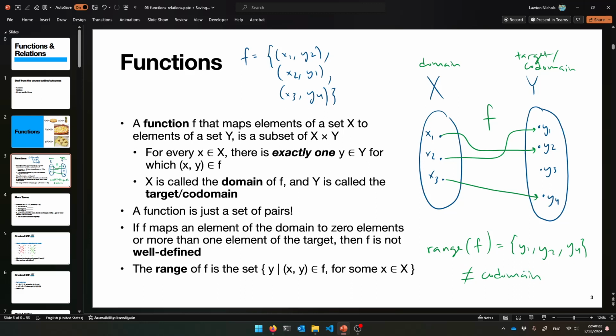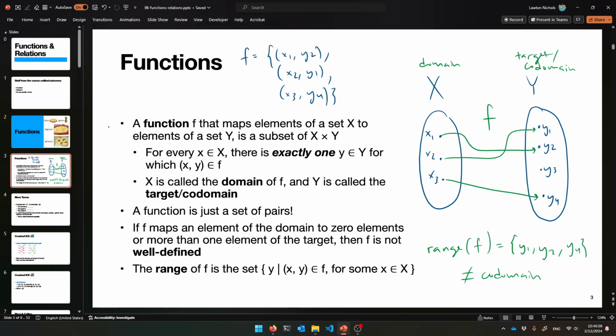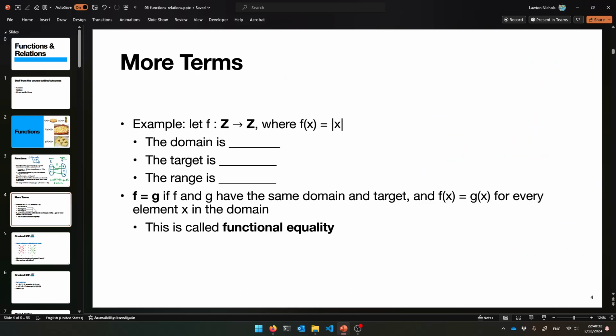Okay, so that's a key difference, and it'll get more apparent as we give more examples. So codomain is not the same as the range. Okay, so that's a start. Let's have some more terms, because of course with every new topic comes more terms, even though we've learned about functions before. So this is how you write that functions have a certain domain and a certain target or codomain.